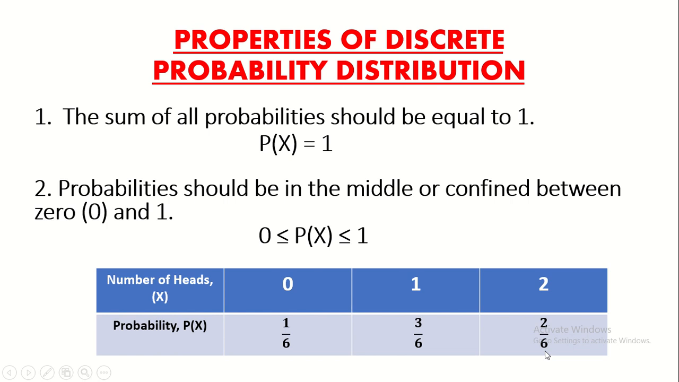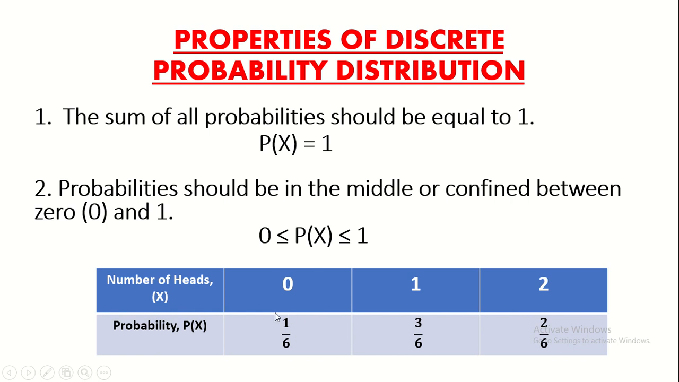Next, ang ating second property, probabilities should be in the middle or confined between 0 and 1. Ibig sabihin si P of X ay hindi dapat maging negative o kaya lumampas sa 1.1 kasi ang negative ay mababa kay 0 at ang 1.1 ay mataas kay 1. So, dapat in the middle siya ni 0 at 1.